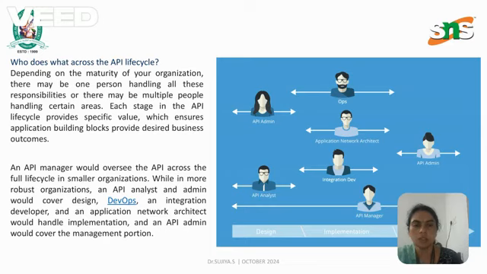So these are the people who are involved in the API lifecycle. That is the API admin, the application network architect, the API analyst, the integration developer, and then the application manager.